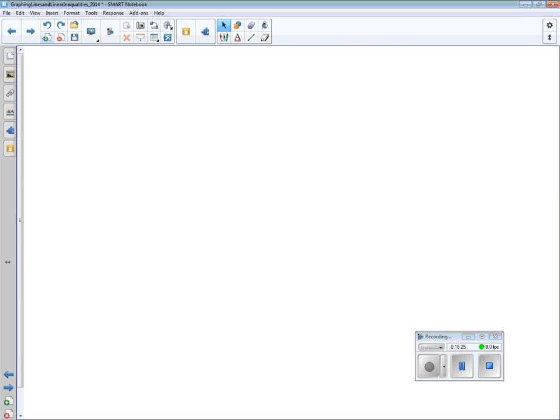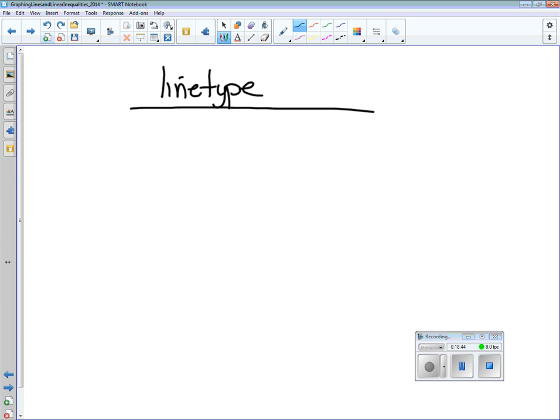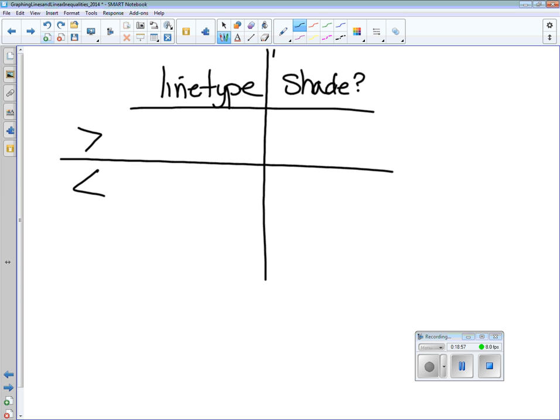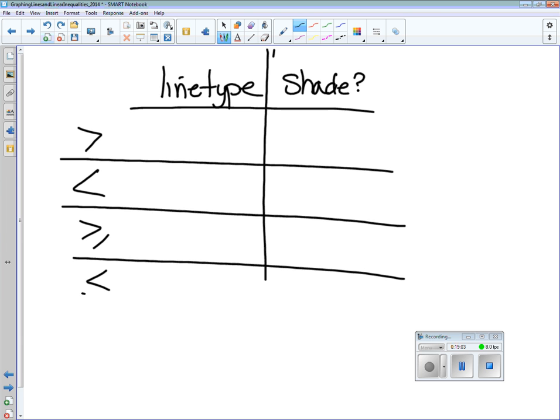So let's summarize real quick. Let's make a table. Make your table, please, on your notes. Okay? We're going to say line type, and we're going to say shade. Okay? So we're going to list greater than, less than, greater than or equal to, less than or equal to. We're going to make a little table.